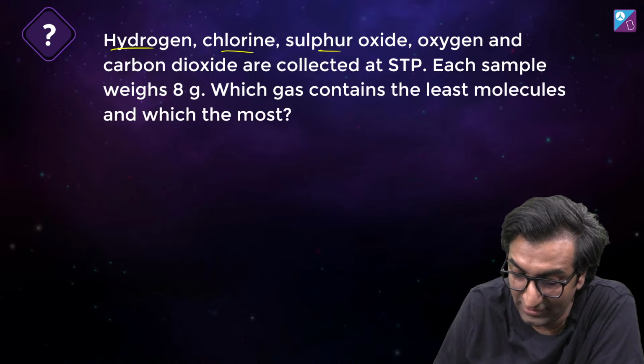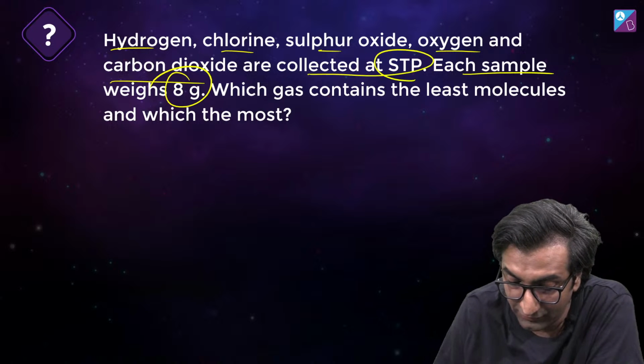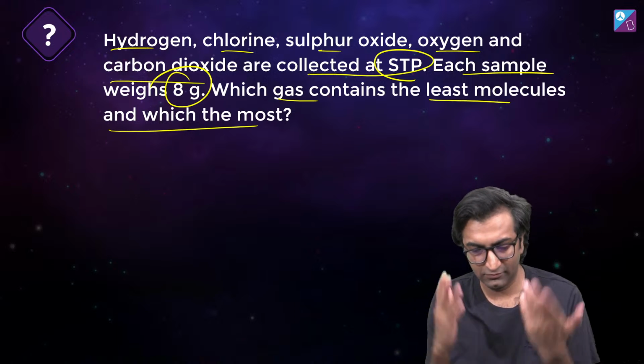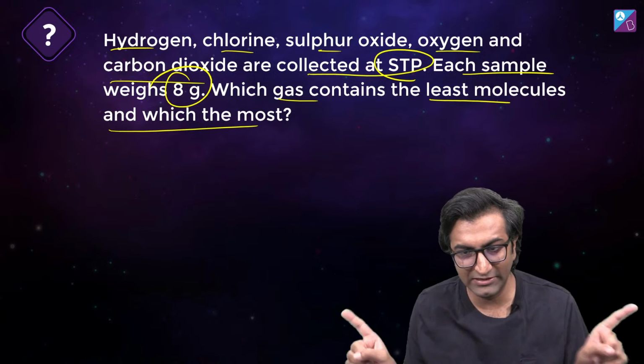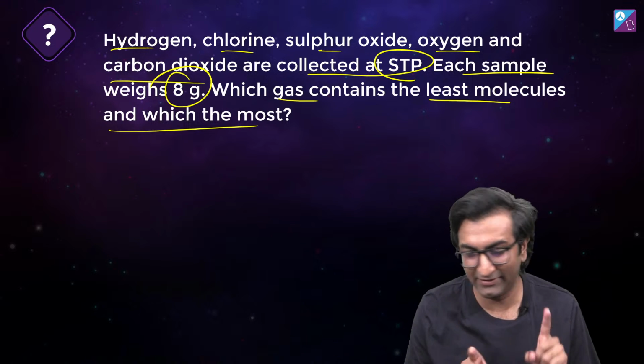Hydrogen, chlorine, sulfur dioxide, oxygen, and carbon dioxide are collected at HTP. Each sample weighs 8 grams. Which gas contains the least molecules and which one the most? करो. Take your time. आराम से करो. कोई जल्दी में आंसर नहीं देगा. तीनों चैनल पे ध्यान से करो.